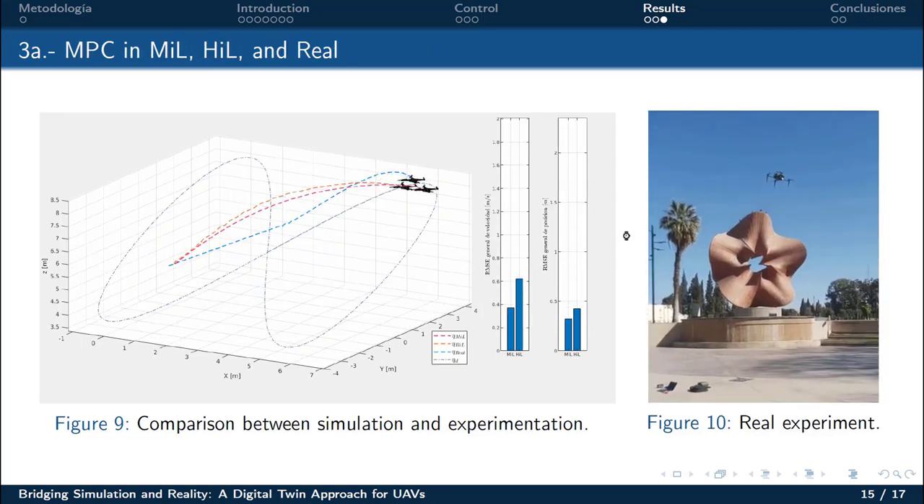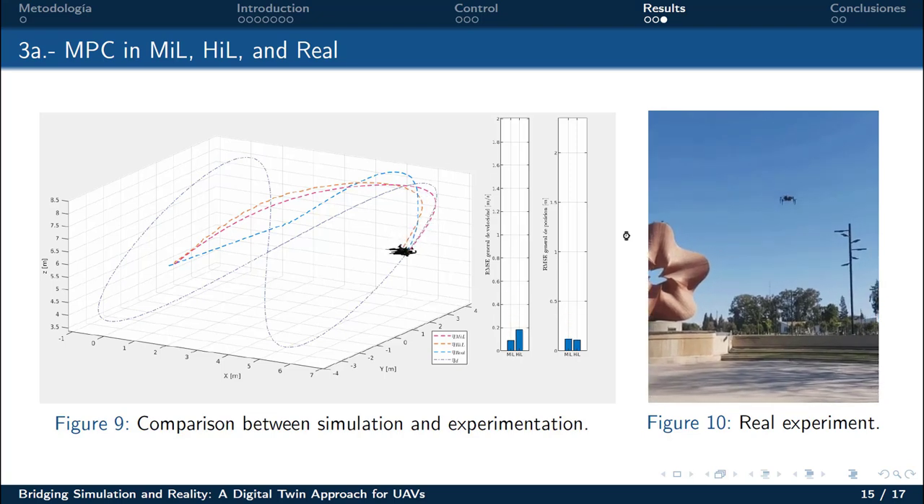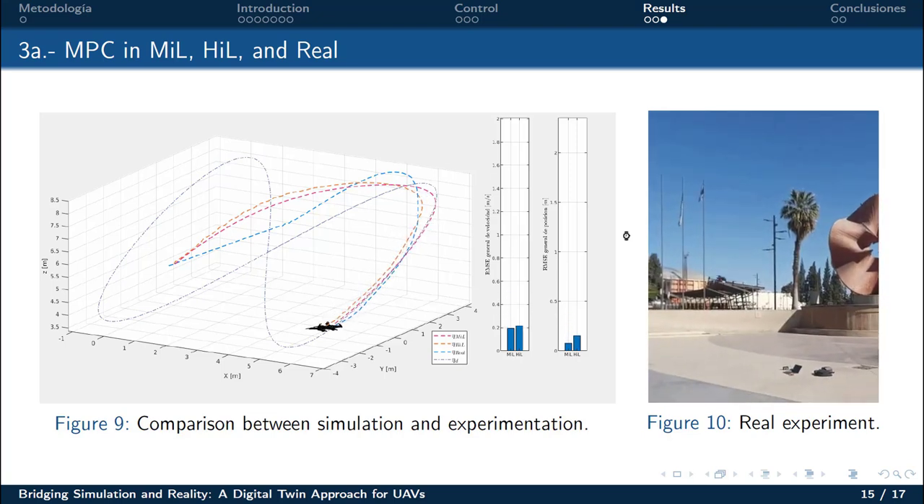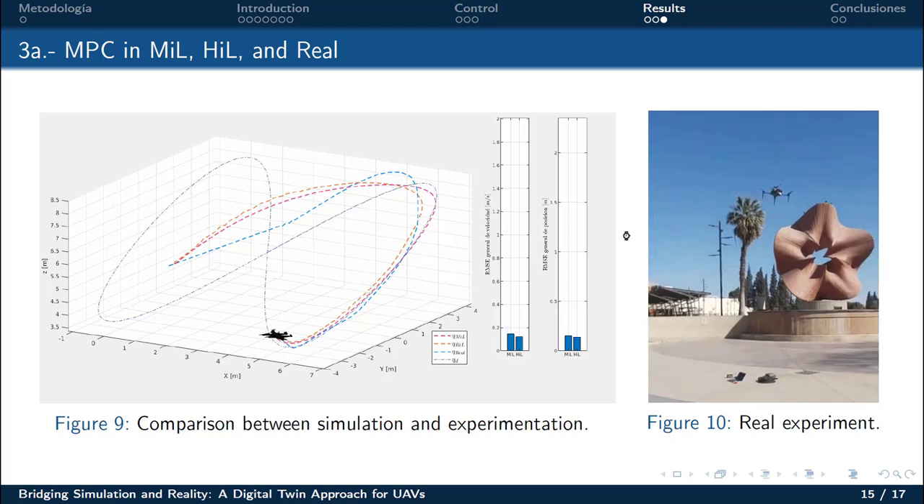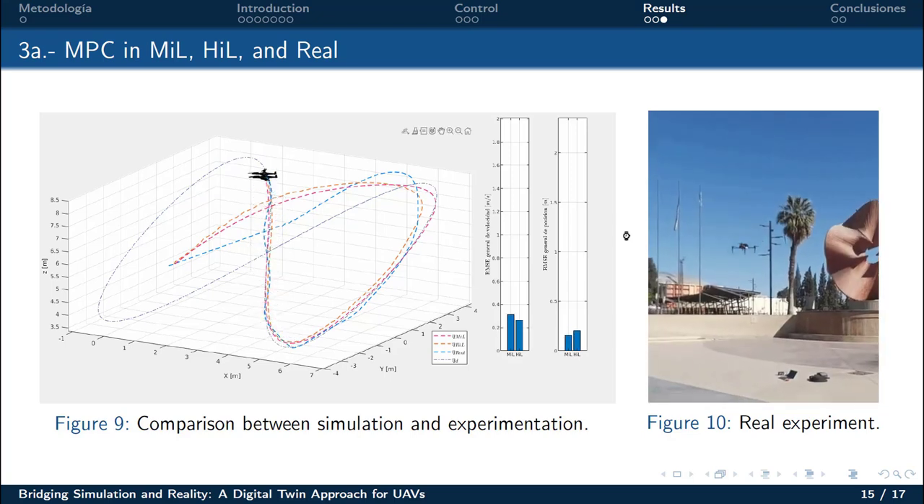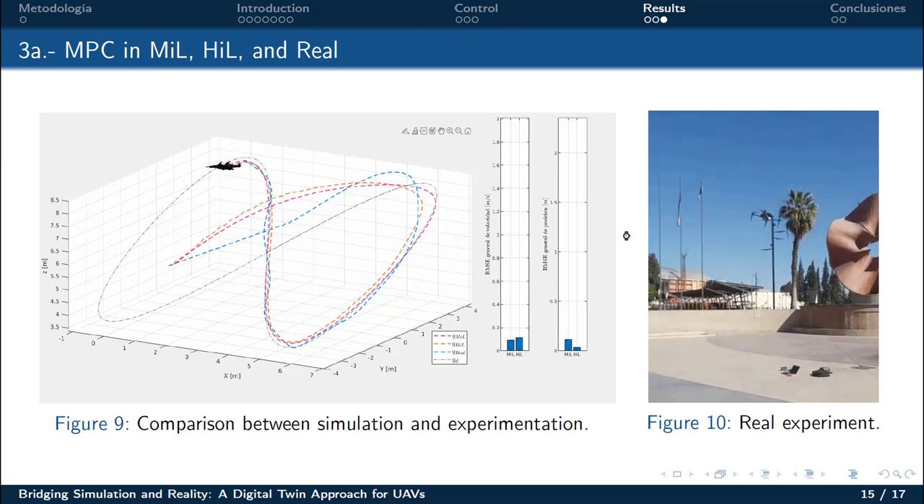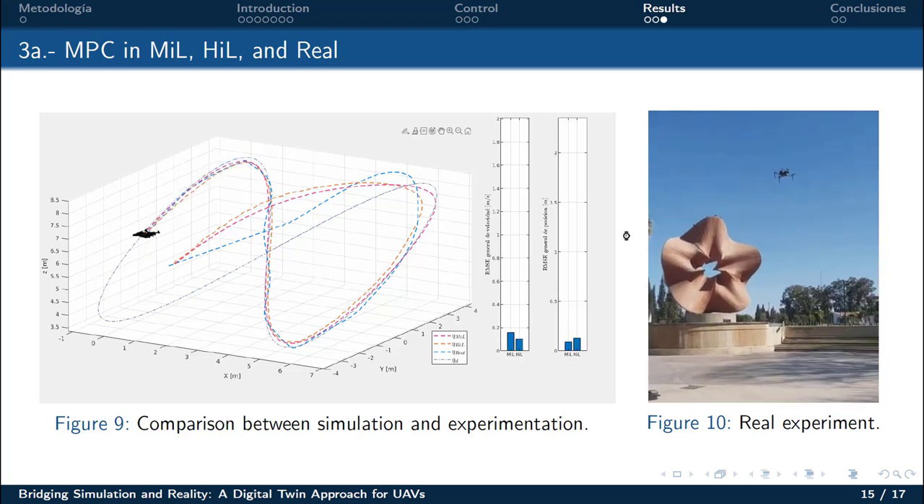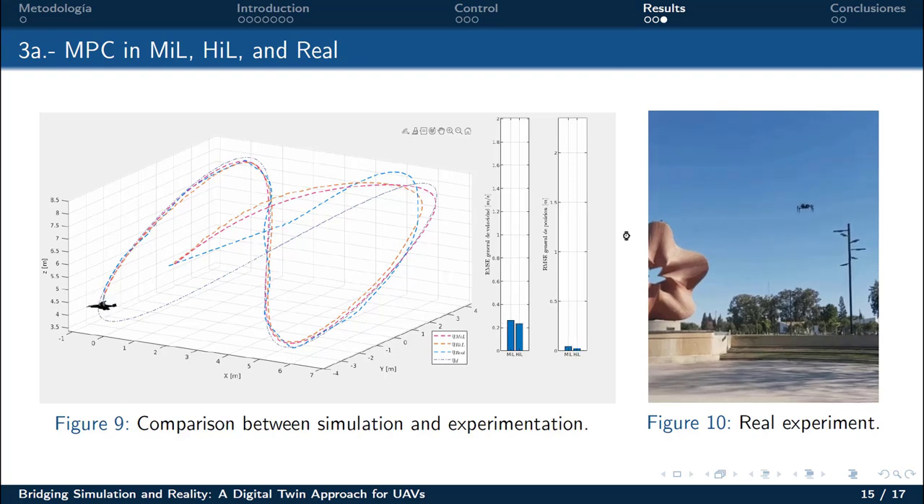Finally, the MPC achieves optimal performance, anticipating deviations and significantly reducing errors. Graphical comparisons demonstrate greater precision in trajectory following, highlighting the controller's ability to adapt to real-time changes.